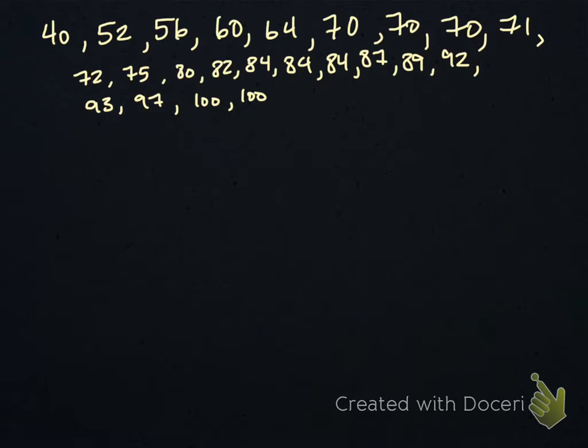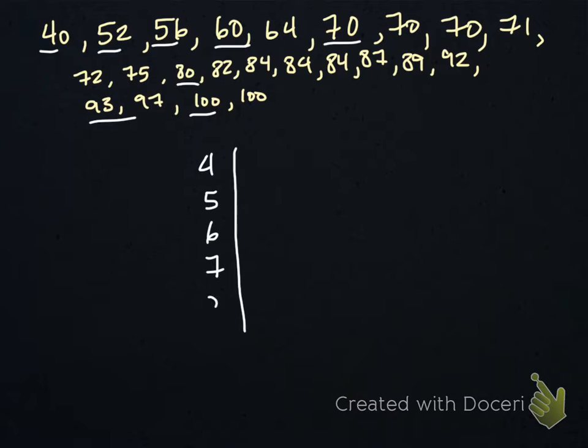The way this is set up is I draw a vertical line. Notice I have some 40s, and it helps to put all this in order before you do it. So I have some 40s, some 50s, 60s, 70s, 80s, 90s, and then 100. I'm going to take the first digit, or in the case of the hundreds, the first two digits, and put those to the side.